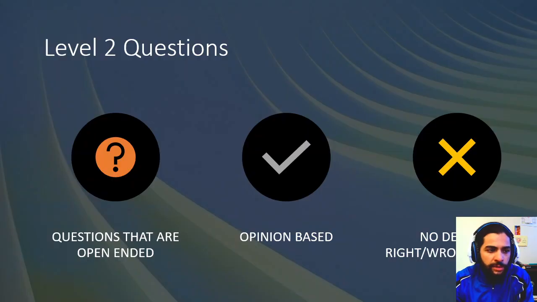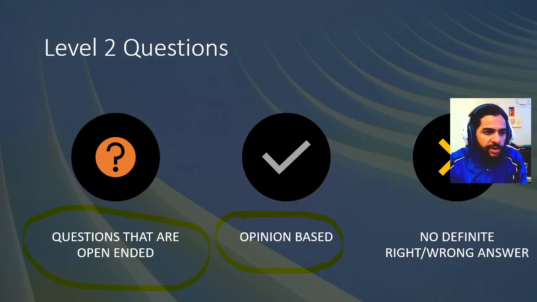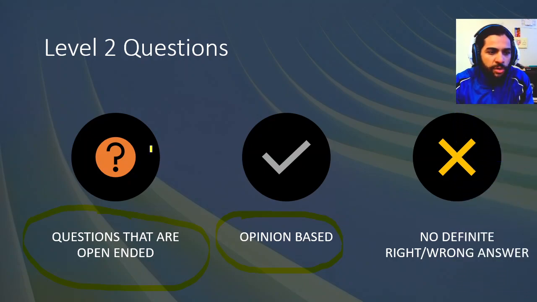Now, take a look at level 2 questions. All right? Level 2 questions are questions that are open-ended. They are based on your opinions sometimes or inferences that you're making. There's also no definite right or wrong answer. So level 2 questions are a little bit deeper than level 1 questions.